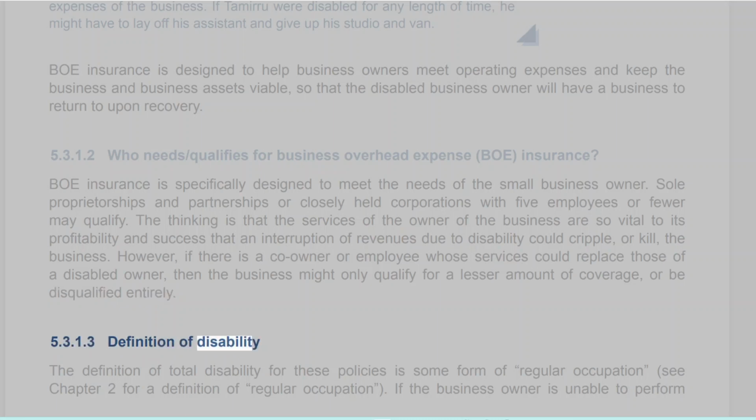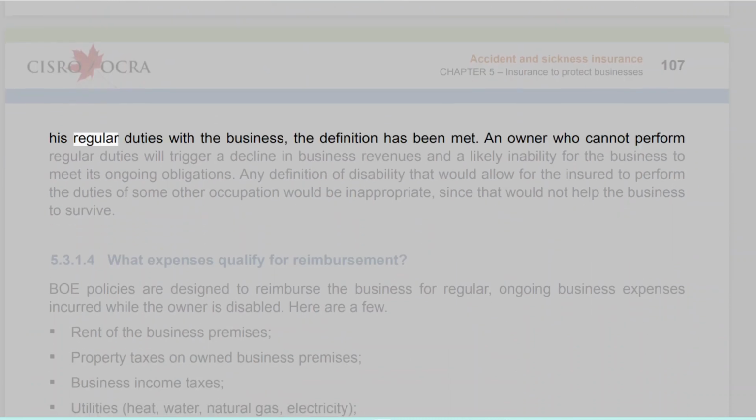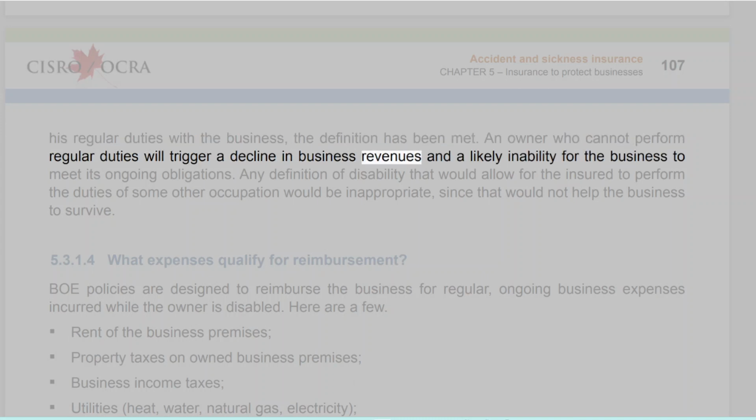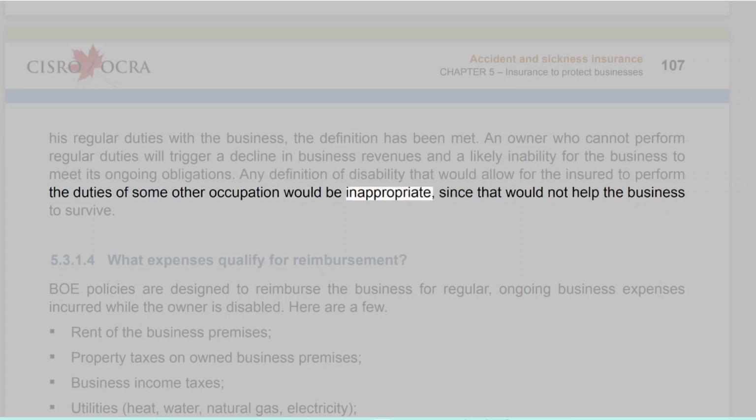5.3.1.3 Definition of disability. The definition of total disability for these policies is some form of regular occupation. See Chapter 2 for a definition of regular occupation. If the business owner is unable to perform his regular duties with the business, the definition has been met. An owner who cannot perform regular duties will trigger a decline in business revenues and a likely inability for the business to meet its ongoing obligations. Any definition of disability that would allow for the insured to perform the duties of some other occupation would be inappropriate, since that would not help the business to survive.